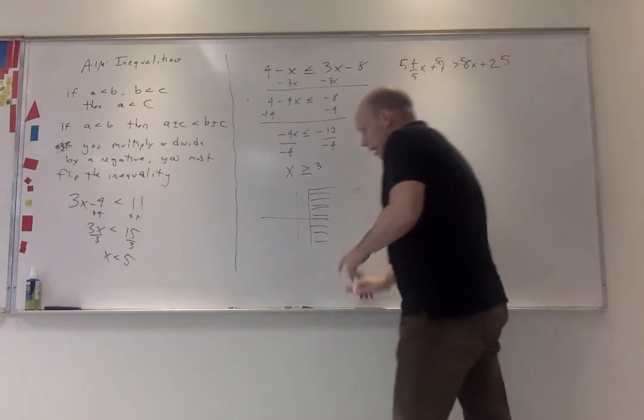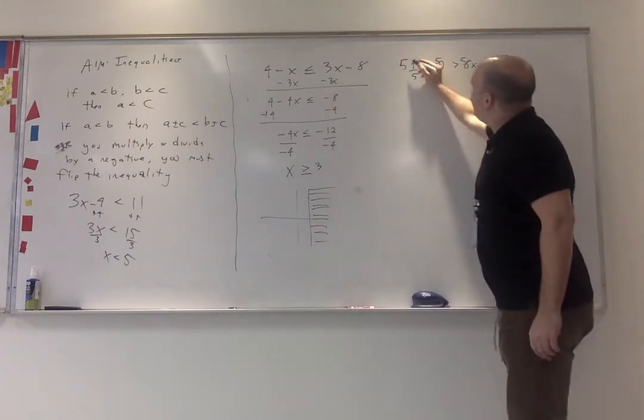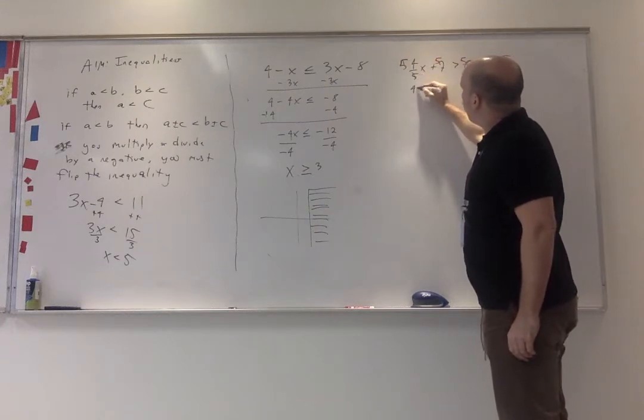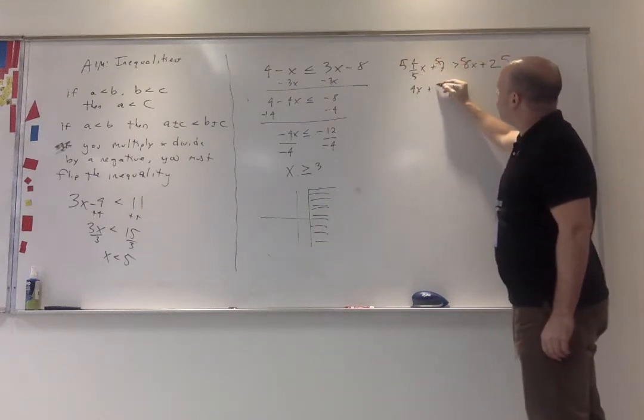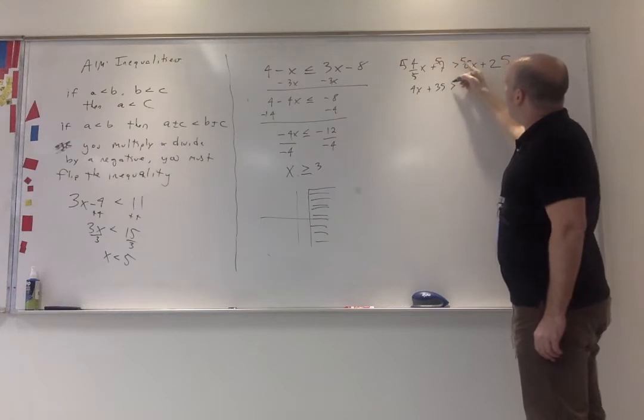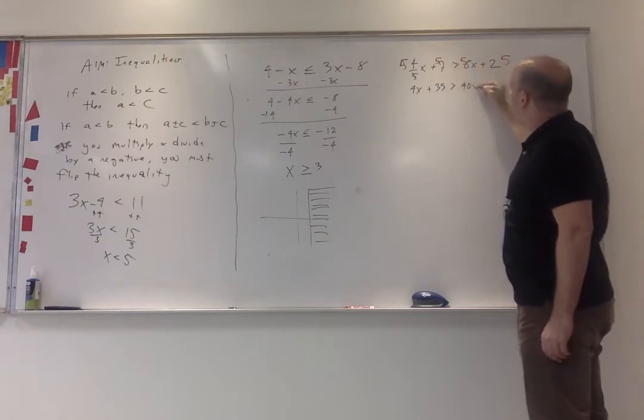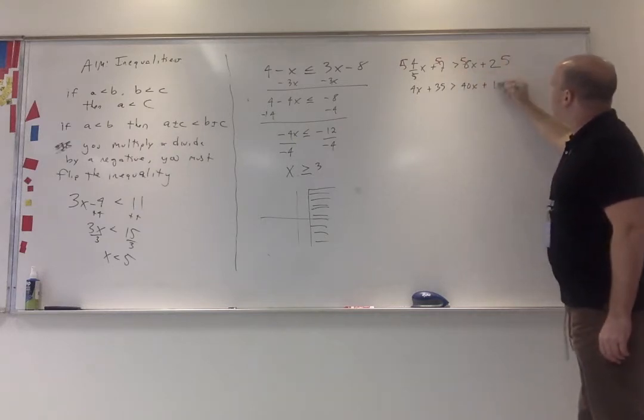The first thing I'm going to do is get rid of that denominator. I'm going to multiply every term by 5. I can multiply everything by 5 and maintain the inequality because that's a rule. So let's see what I can do here. Well, 5 goes out with the 5. I have 4x. 5 times 7 is 35. 5 times 8x is 40x. And 2 times 5 is 10.